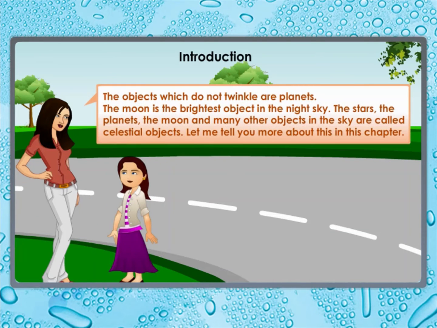The objects which do not twinkle are planets. The moon is the brightest object in the night sky. The stars, the planets, the moon, and many other objects in the sky are called celestial objects. Let me tell you more about this in this chapter.